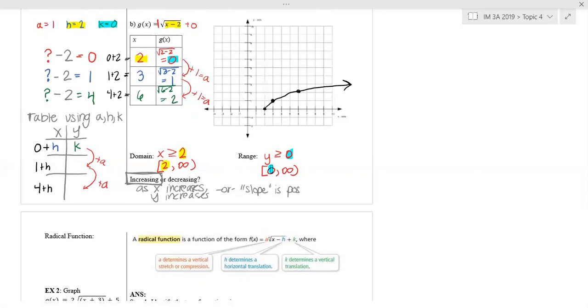So my domain could be X is less than or equal to 2. My range could be Y is less than or equal to 0, and it's going to be dependent upon the visual, which has to do with our A. So if A changes, those inequalities can change. But in general, H and K and A are connected in that way to our graph of a square root function.